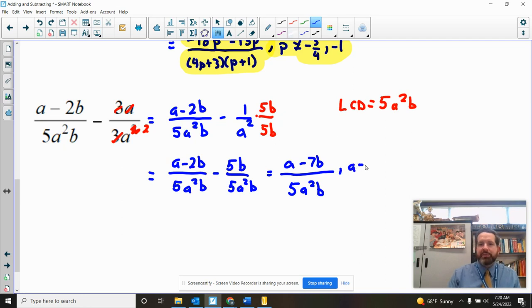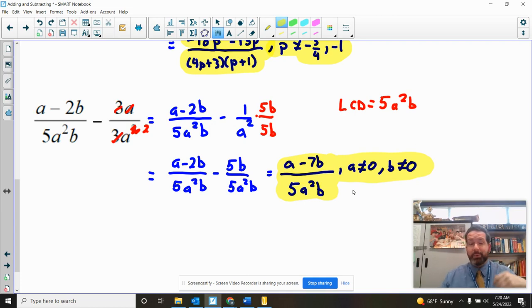Restriction-wise then, we want to make sure that we don't let a be 0, and we don't want to let b be 0, but other than that, everything is cool. So your simplified expression, together with the restrictions, should have you all set. If you would like some more examples, take a look at the recordings where we have the practice worked out, the odd numbers anyway, and then as you have questions, check in with your classmates, check in with me.